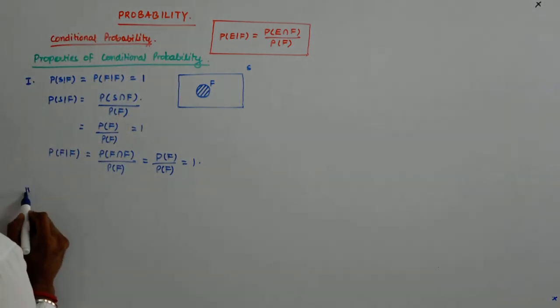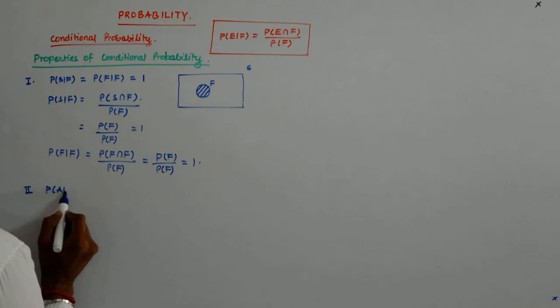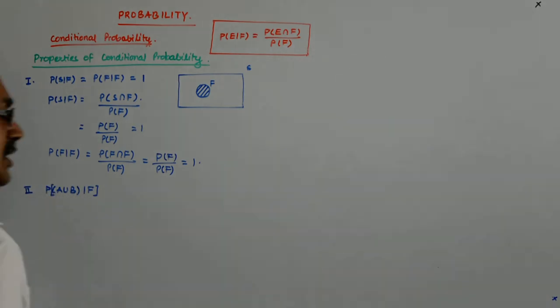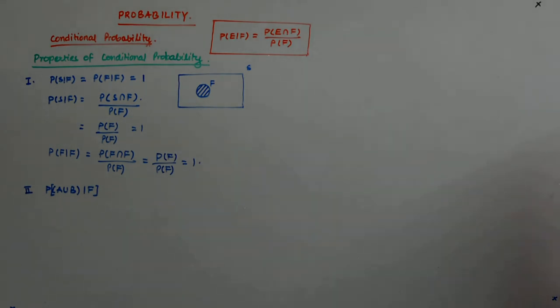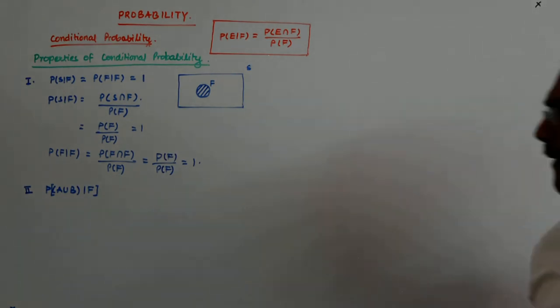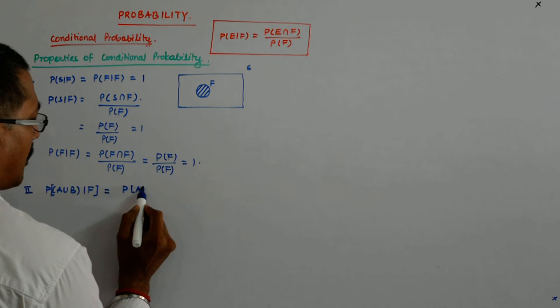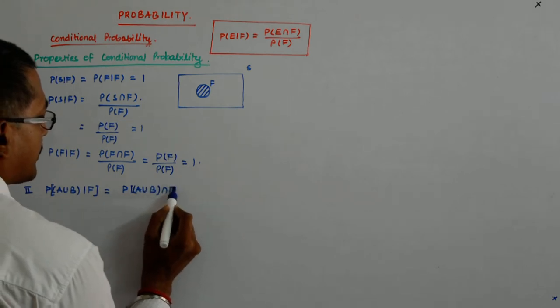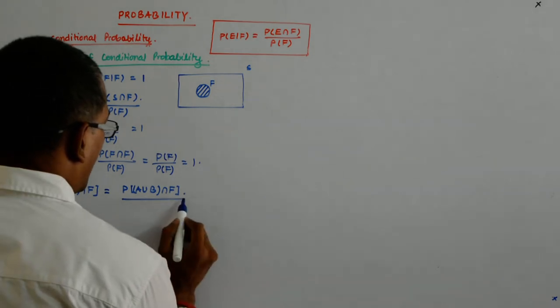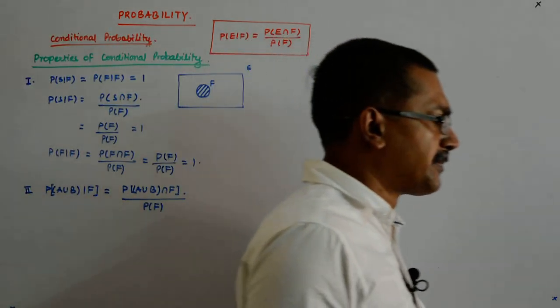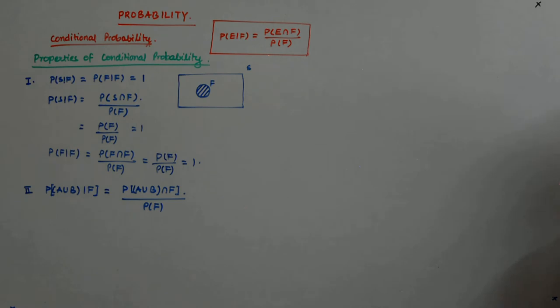The next one is, we try to find out P(A union B given F), the probability of A union B given that F has already happened. What will that be? So again we do the same thing. It is the probability of (A union B) intersection F upon the probability of F.